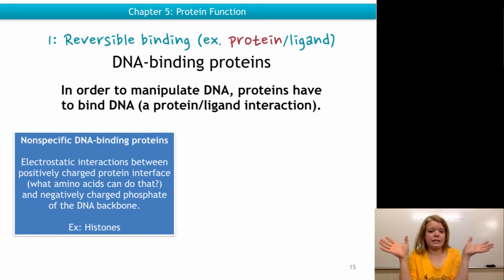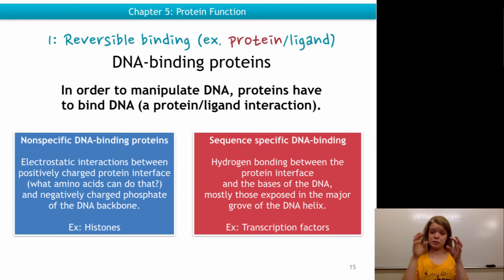And there are two big types of DNA binding proteins. There's a non-specific DNA binding protein, such as histones, which interact with the negatively charged phosphates in the phosphodiester bonds of the backbone of the DNA, which are the same no matter which nucleotides have been incorporated inside.